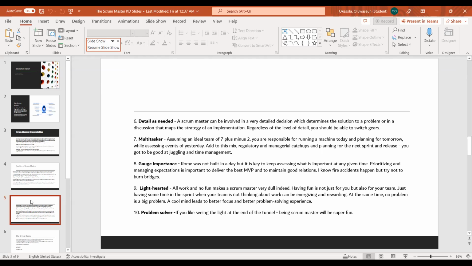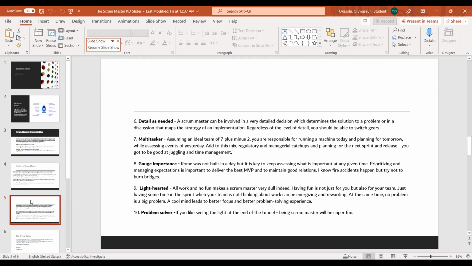It says gauge importance, right? Rome was not built in a day, but it is key to keep assessing what is important at any given time. So if a Scrum team is committed to delivering tasks, building a product, a Scrum Master wants to identify which product backlog item is of high priority, right? That is what we mean by gauge importance. You want to look at, okay, what is important first? What are we looking at first? A Scrum Master will identify this and ensure that concentration is given to this user story, this product backlog item, this feature.